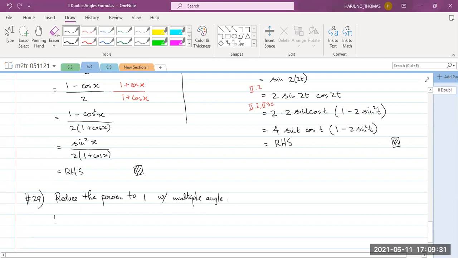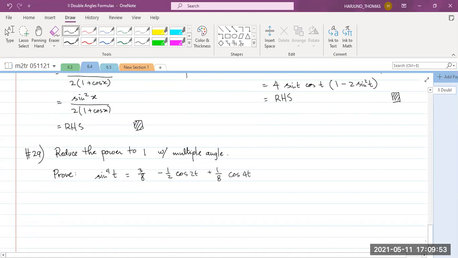Okay, prove that sine to the 4th t is equal to 3 over 8 minus 1/2 cosine 2t plus 1/8 cosine 4t. Okay, I say this is important. You don't need to memorize this, but you need to know how to do this. Okay, this is important for your calculus 2 later on.